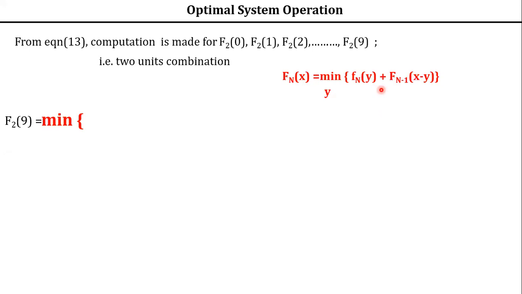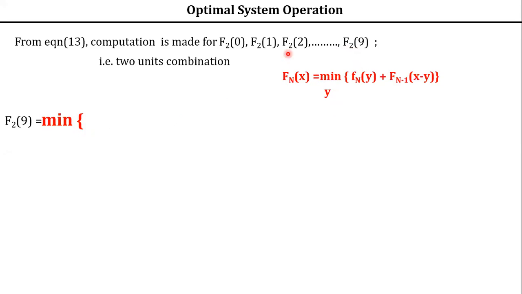So like that step size, I will be varying this y. So finally, what is the value that is optimized? What is the minimum value? At which value of y are you getting the minimum cost? So that we are going to evaluate. Clear? Now coming back to that equation, F2 of 9 is evaluated using this recursive relation.